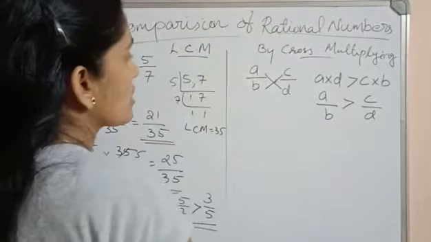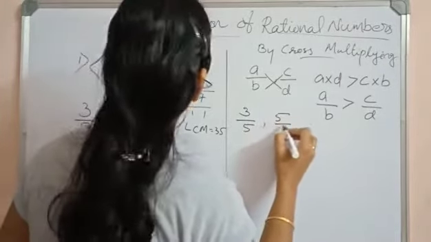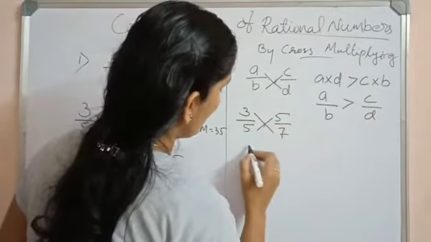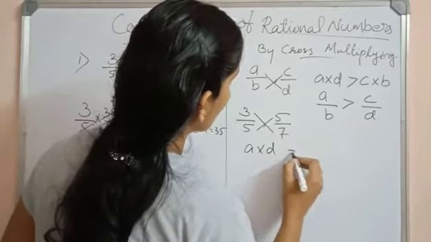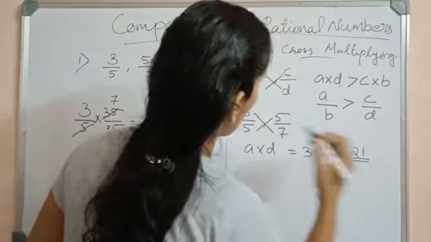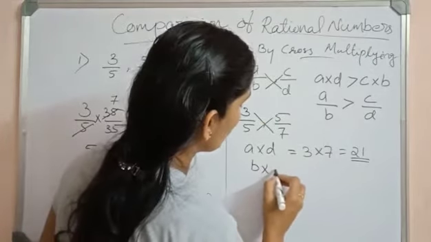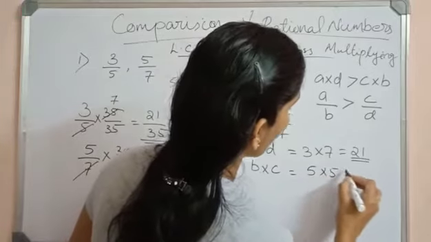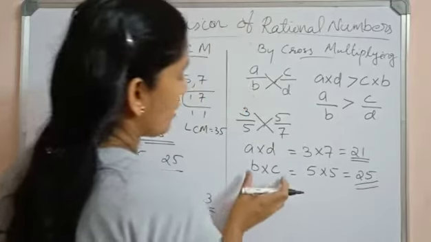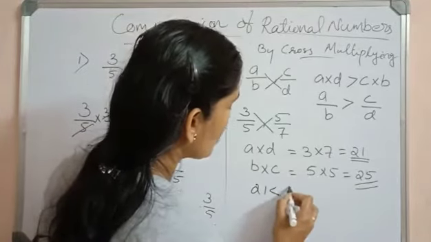Let's consider the same question itself: first 3 by 5 and 5 by 7. Whenever we cross multiply, what do we get? We will get A into D is equal to 3 into 7, that is equal to 21. And then the next one, B into C is 5 into 5, and that is equal to 25. So which is greater here? Here 25 is greater. That means B into C is greater. Here 21 is lesser than 25.